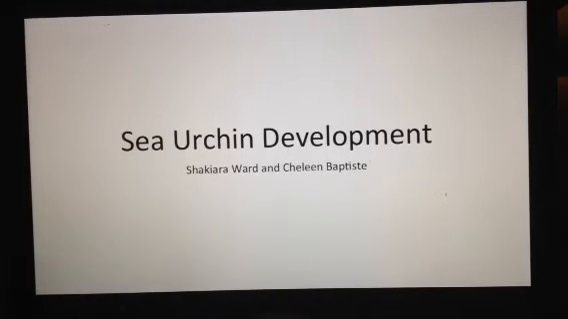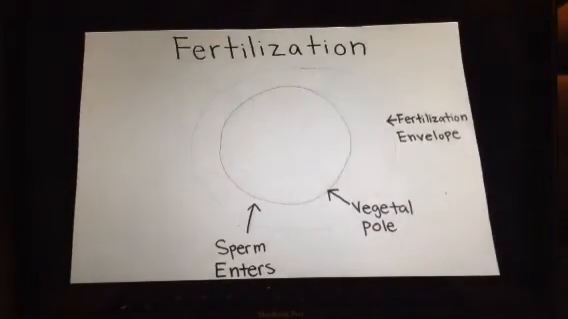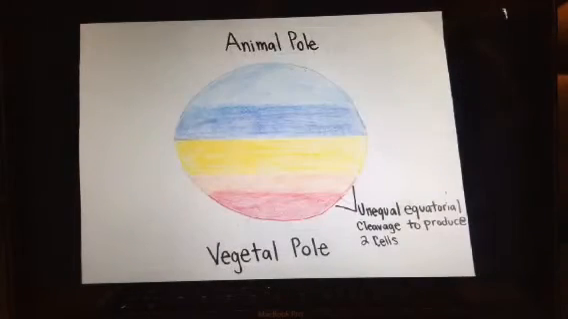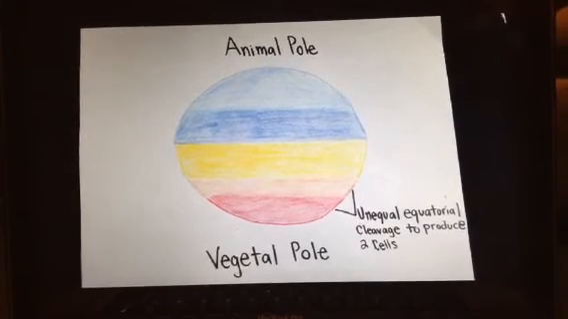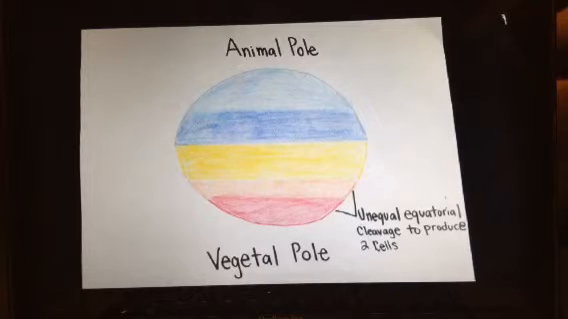Sea urchin development. Fertilization. The animal pole and the vegetal pole. Here there is unequal equatorial cleavage to produce two cells.